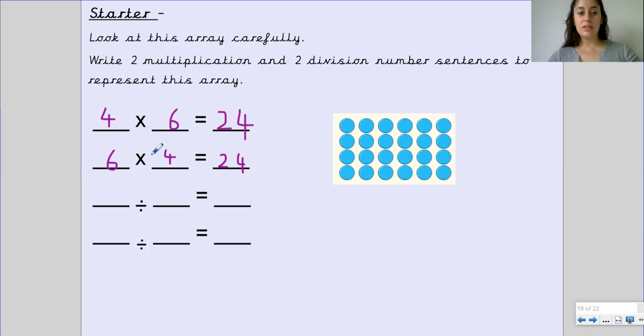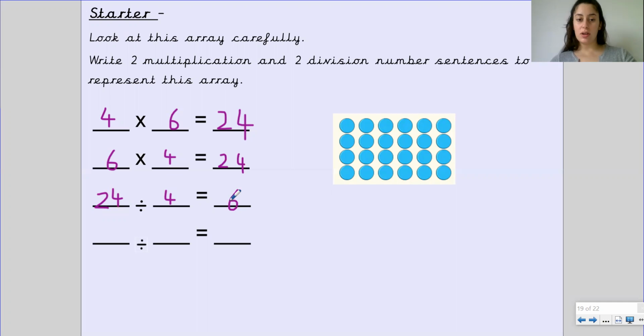Now, how could we use these numbers to write a division number sentence to represent this array? What rule do we always have to follow when writing division number sentences? We always have to start with the largest number. Otherwise, we wouldn't have enough, just like subtraction. So, which is the largest number? 24. So 24 divided by 4 equals 6.